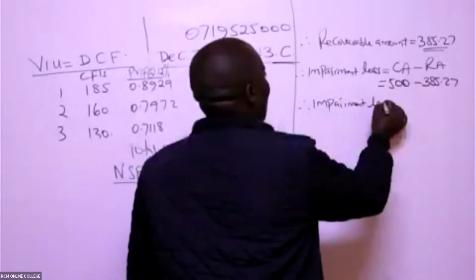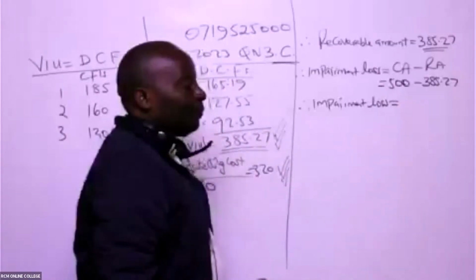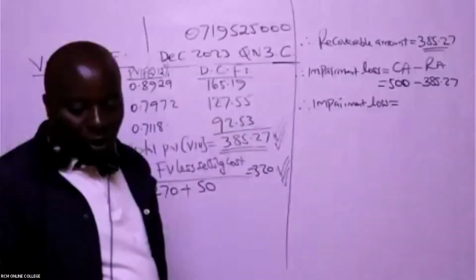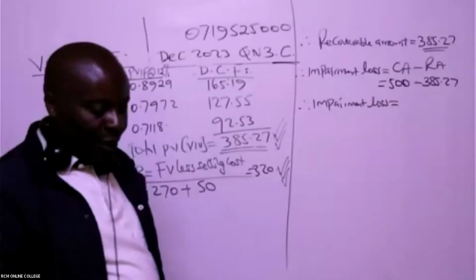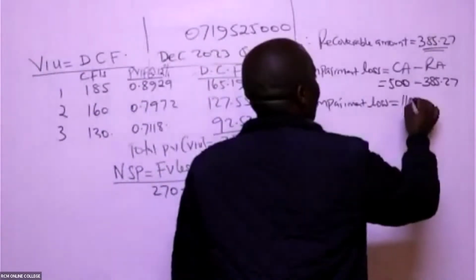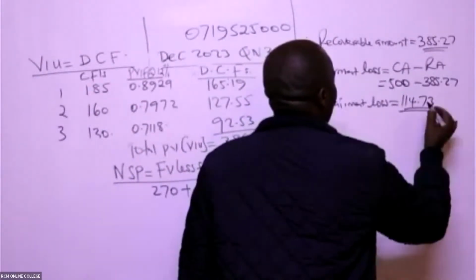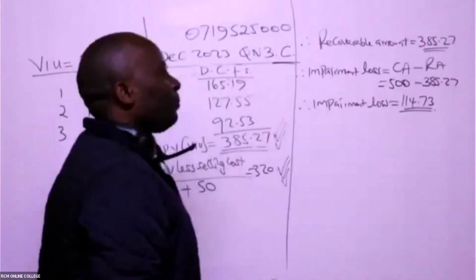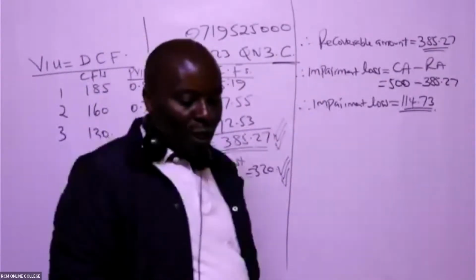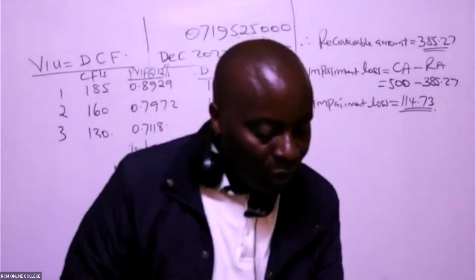will be equal to how much? The impairment loss will be equal to how much? 114.73. So remember, you must always work with what the examiner wants you to do.